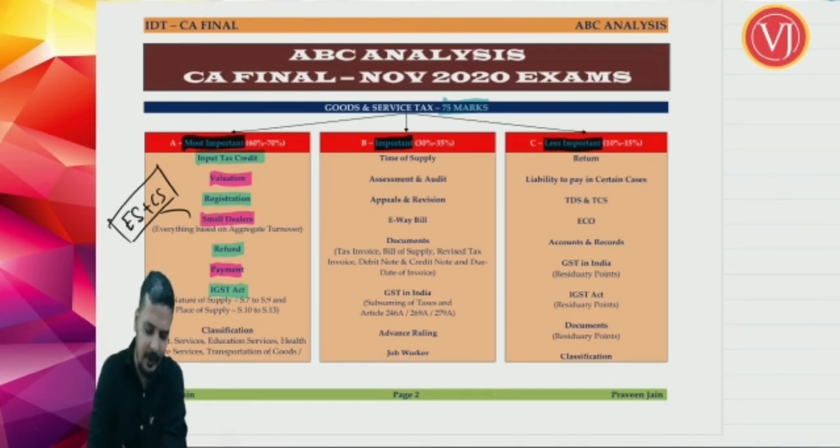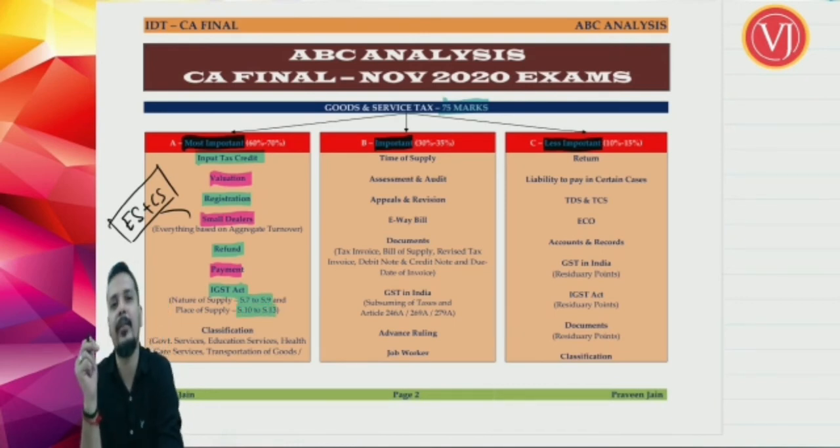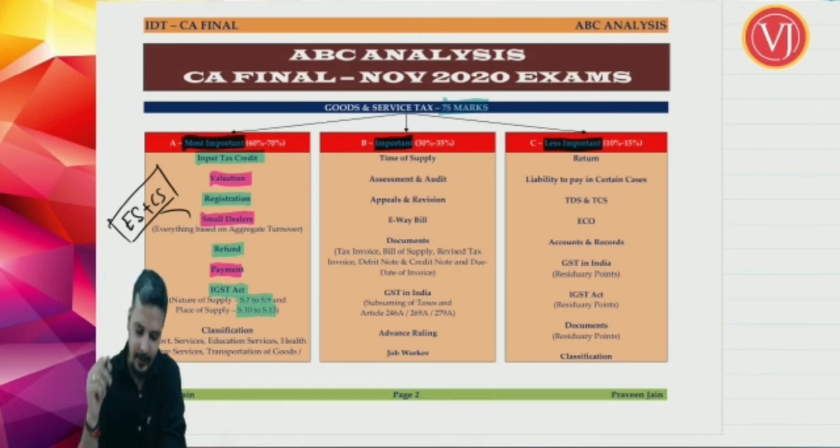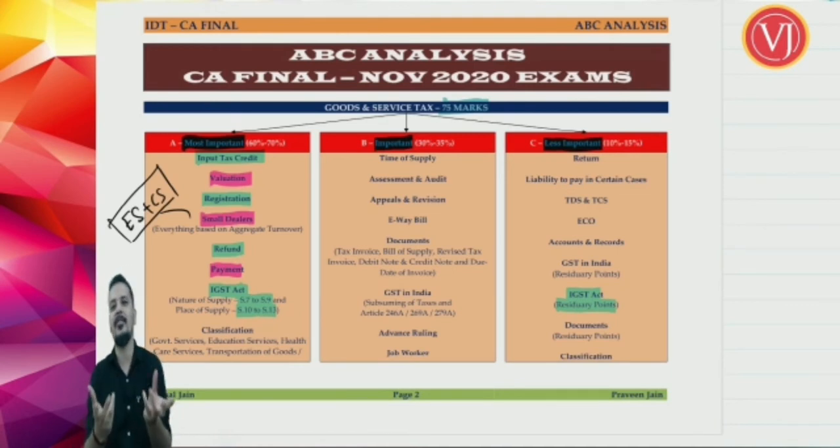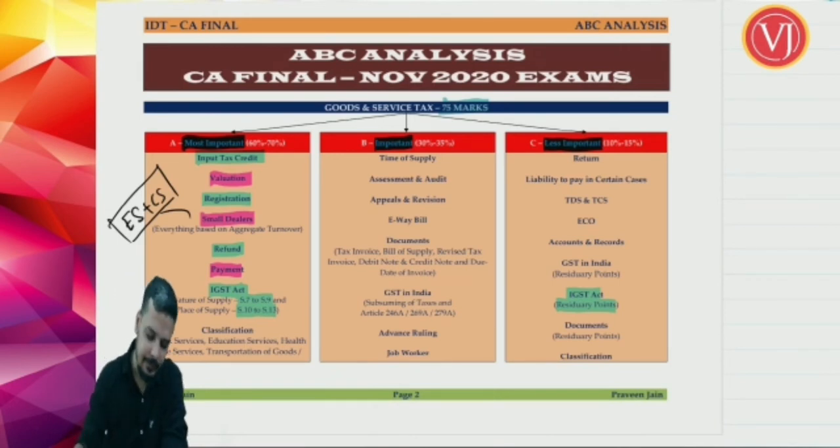You are talking about sections 7 to 9, which talk about the nature of supply, and sections 10, 11, 12, 13, which actually talk about place of supply. 10 and 11 are for goods, 12 and 13 for services. Now friends, other areas of the IGST Act I have given in C part. So section 7 to section 13 occupies the major chunk of the IGST Act. Other small provisions I have given under C part, a less important area.